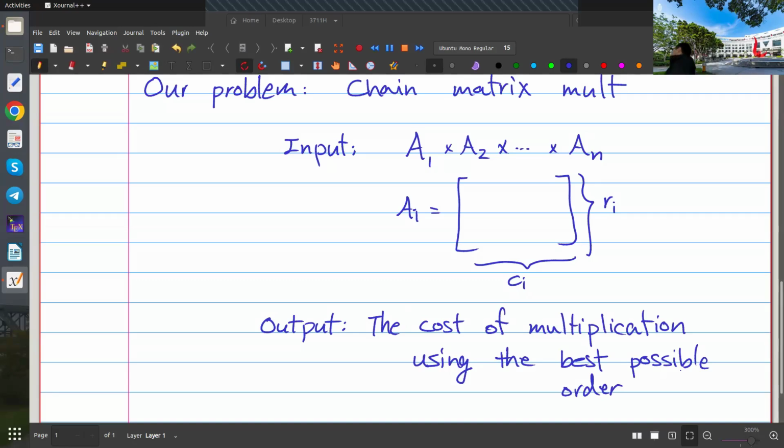Just as before, I could also ask for the best possible order of multiplication itself. That's just tracing your steps in the dynamic programming. So I'm not going to focus on how to find the solution itself. I'm just going to tell you how to find the cost.